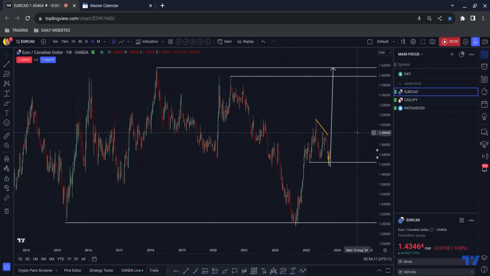So today I have three pairs on watch, and those are Euro CAD, CAD Yen, and natural gas USD. I'm going to break them down for you now, and as always, give you my thought process and tell you what I will be looking for in terms of entries for the day ahead.